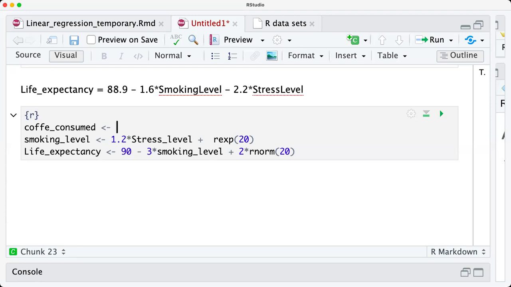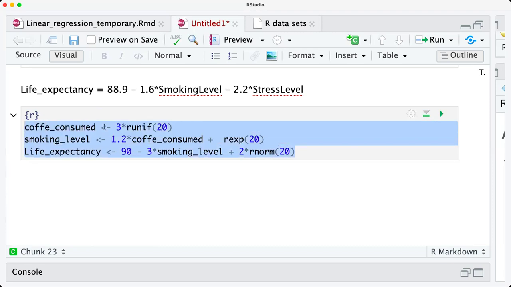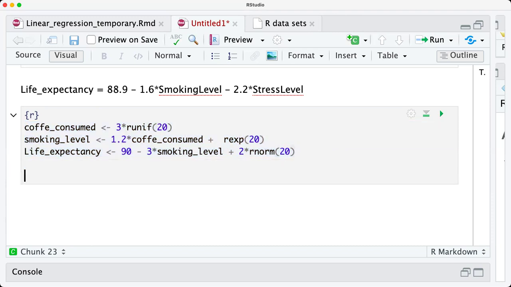So let's say that we take some people, we look at the coffee consumed, we look at the smoking level, which is influenced by the coffee consumption. And then there is the life expectancy, which is due only to the smoking level. Again, you don't know how this data are generated. This would be the world that generates the data, but this is artificial and I'm giving it to you.